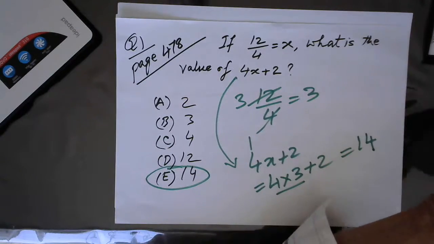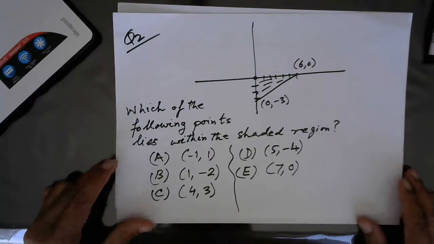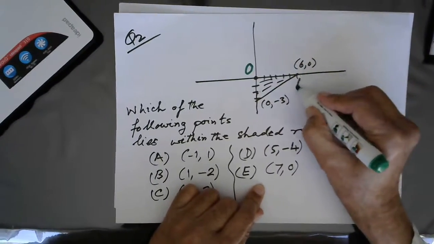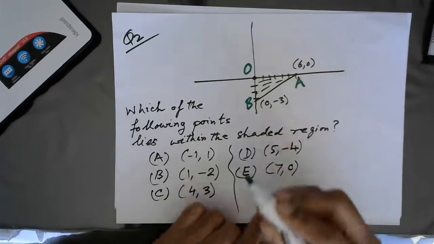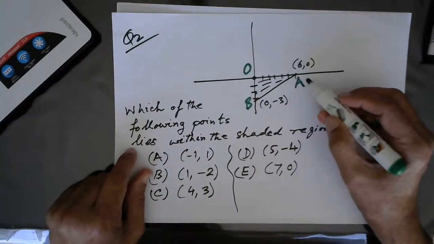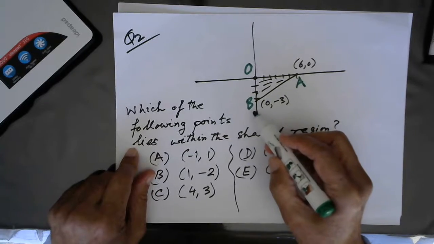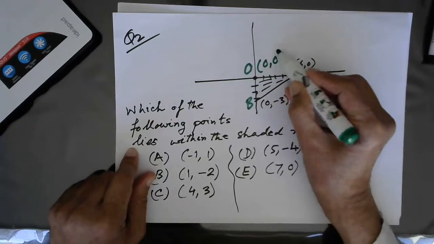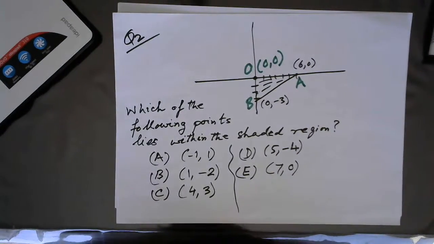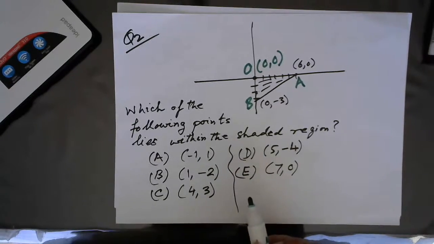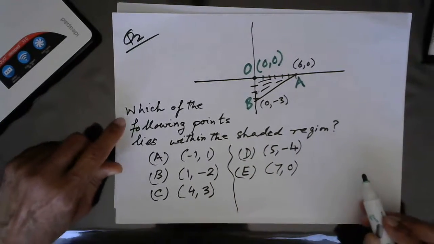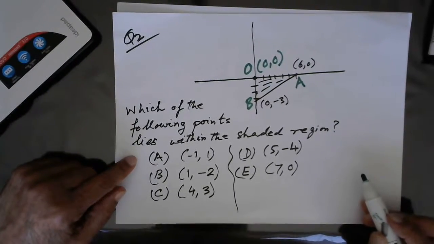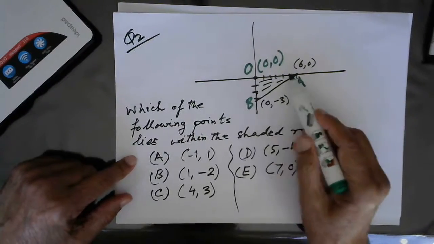Question number 2. A figure is drawn. Let me give them some names. This is O. Let me call this A. And let's say this is B. The coordinates of A are 6, 0. And the coordinates of B are 0, negative 3. This is of course origin with coordinates 0, 0. There are few points given with their coordinates A, B, C, D, E. And the question is, which of the following points lies within the shaded region? And this is the shaded region, triangle OAB.